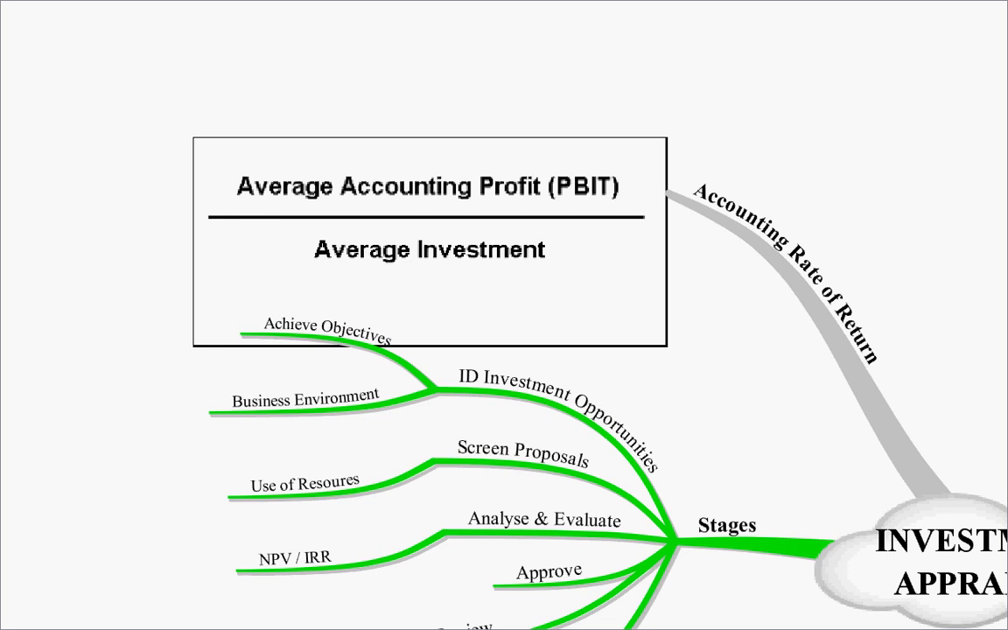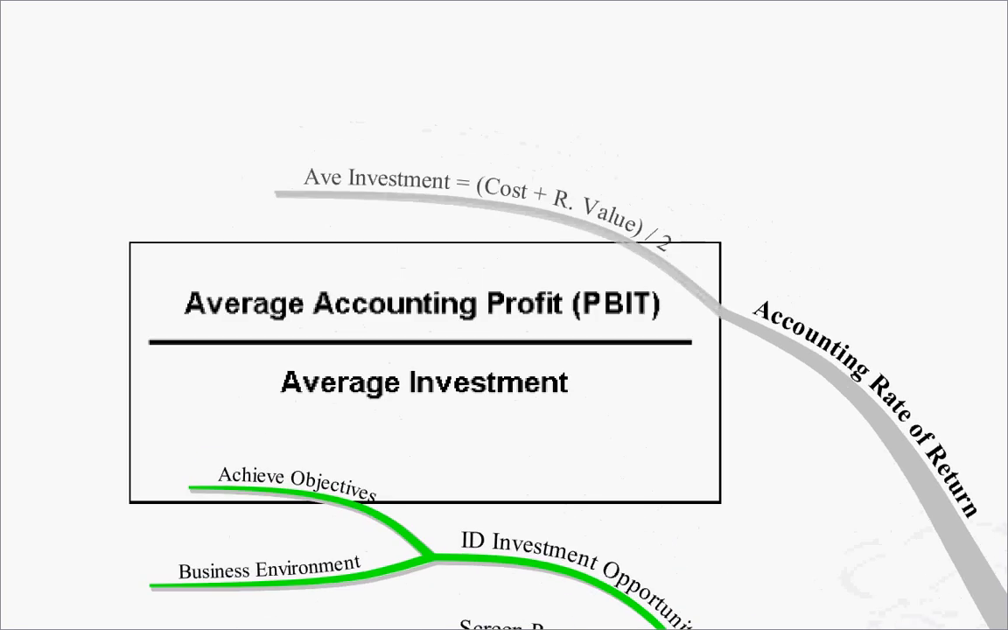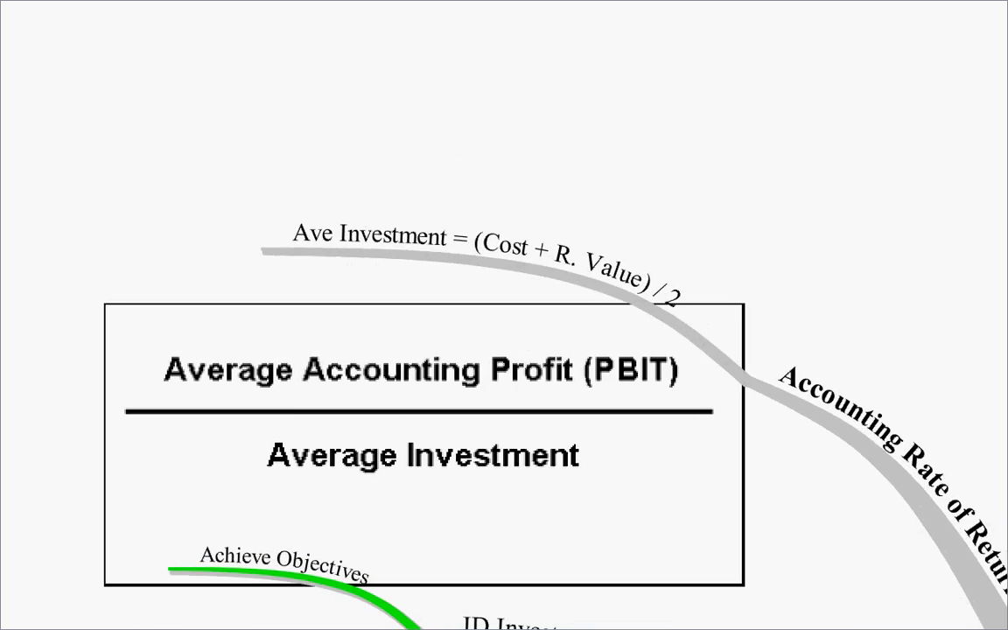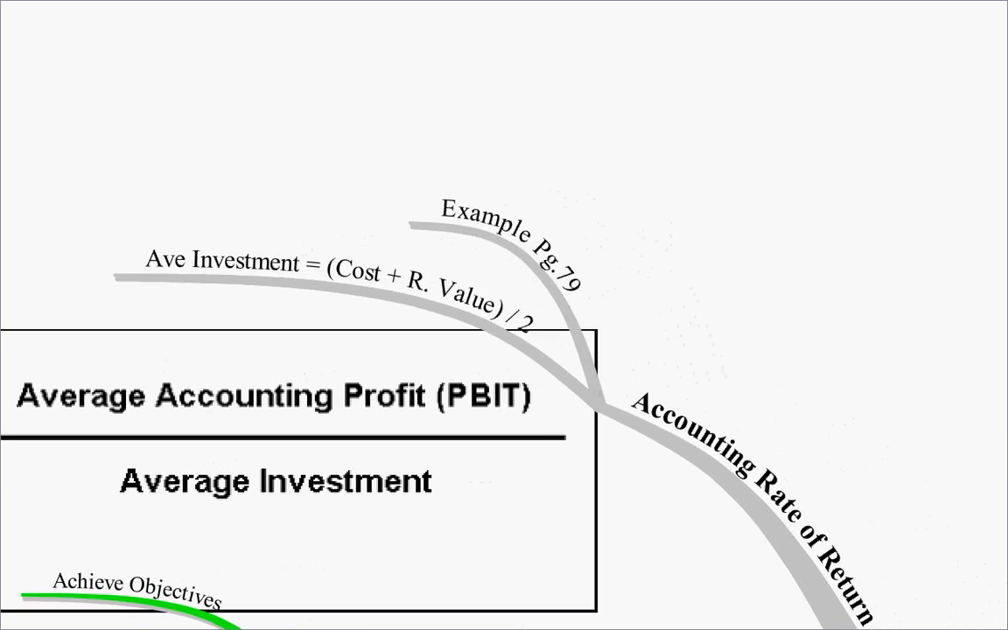We're going to look at the analyse and evaluate stage. So we may do this using the accounting rate of return. This is based on accounting profit, i.e. profit before interest and tax, but taking account of depreciation, over the average investment. The average investment is the cost of the project plus the residual value, divided by 2, and that's simply a mechanism for getting the average value of the investment as it would be shown on the balance sheet. We did a little example of that on page 79, have a look at it.